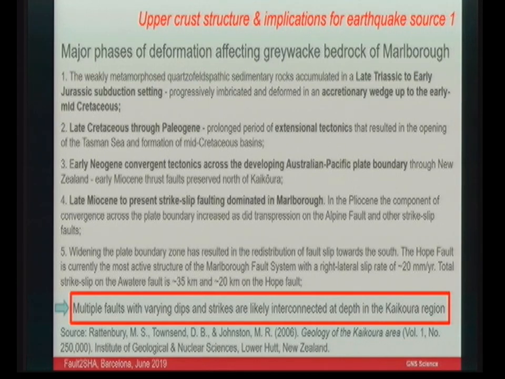There's a period of extensional tectonics through here. This is the opening of the Tasman Sea period, lots of extension. There was some convergence in the early Neogene as the present day plate boundary developed. And then from the late Miocene to the present, strike slip faulting has dominated. So the geologic history of the region is pretty complex. It's subduction oriented. One expects in subduction zones all sorts of interesting structure to be there within the current geology. So I think multiple faults with varying dips and strikes are likely connected at depth through the Kaikoura region.